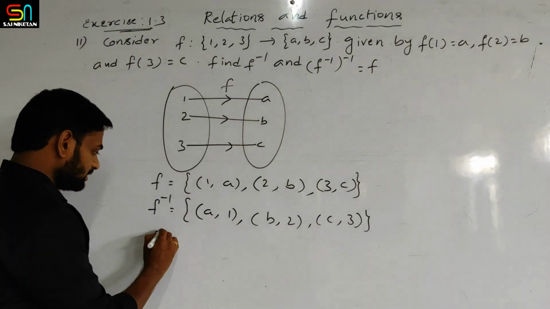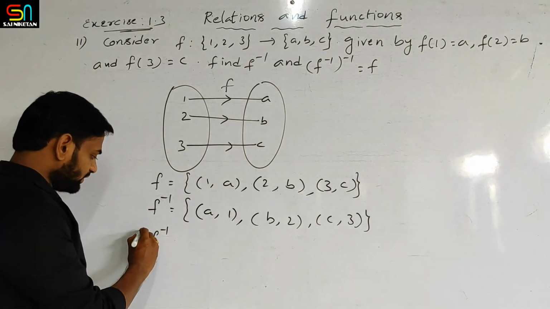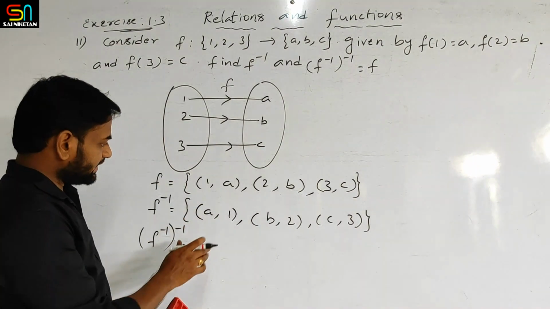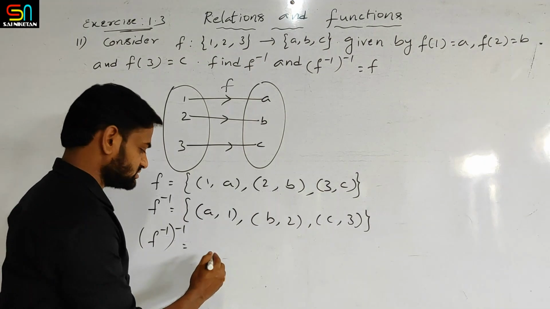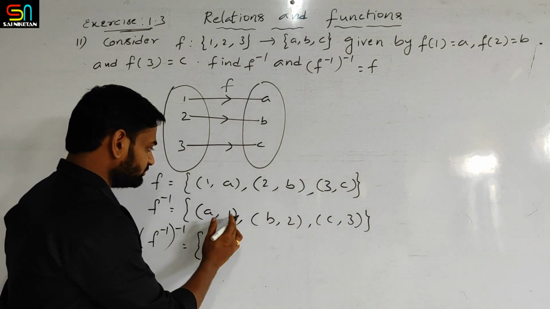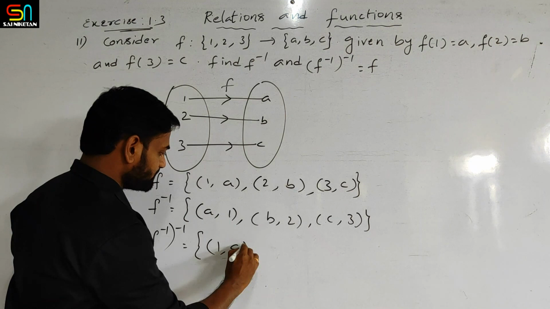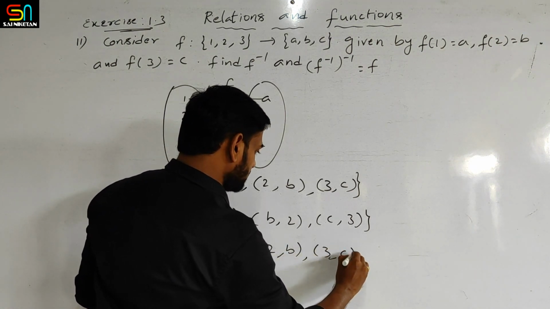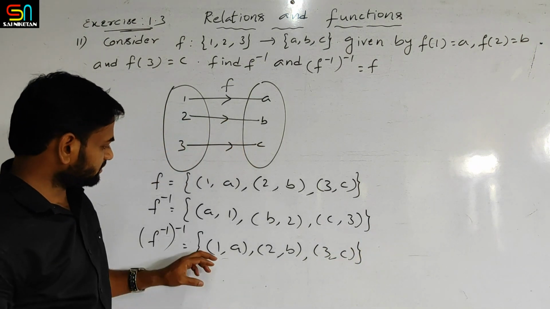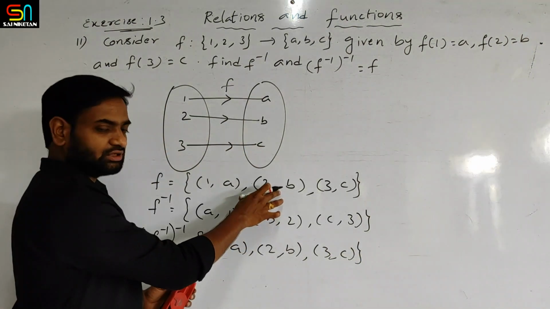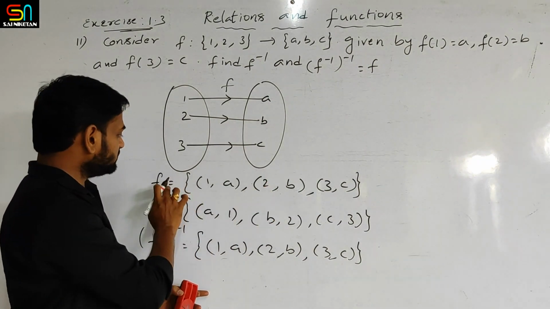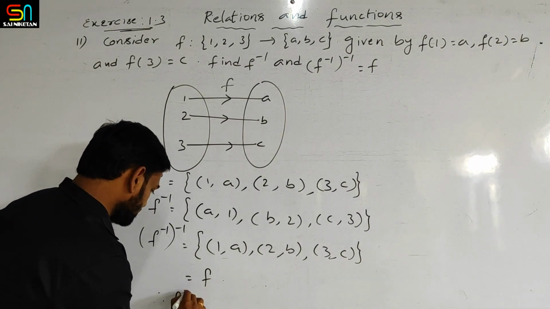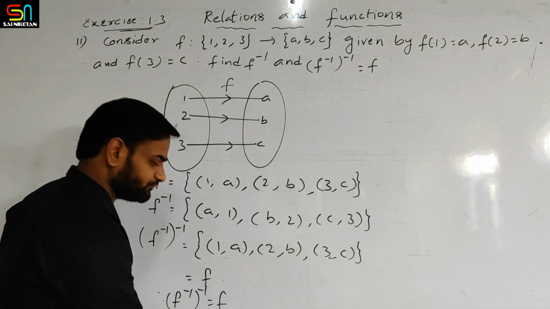For that, we already have f inverse. For this one, I am taking the inverse again. So again these ordered pairs will be reversed. That is (a, 1) will be (1, a), next (b, 2), next (c, 3). Observe here, these values are both the same. It is equal to f. Therefore, (f inverse) inverse is equal to f.